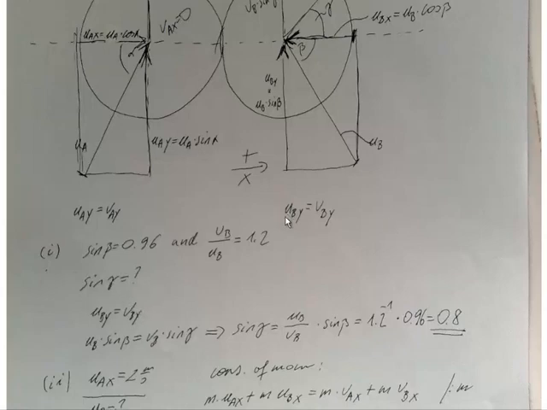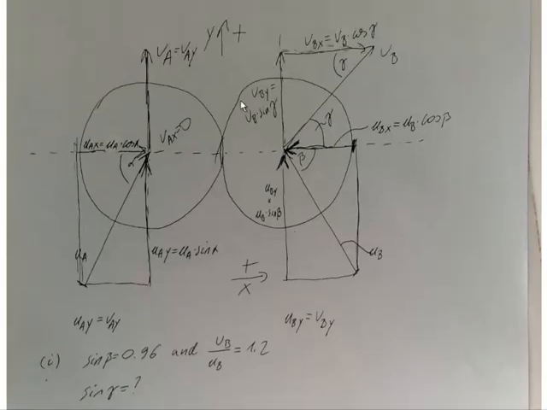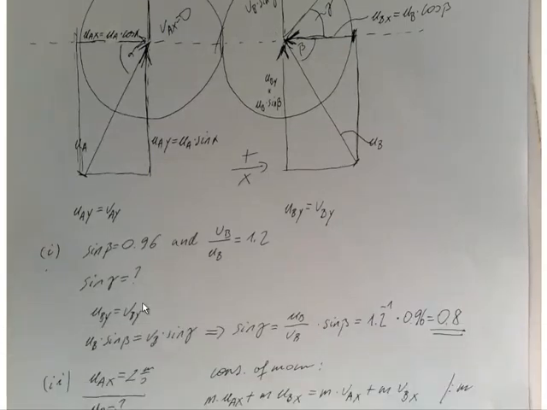We use this condition: the y component of speed doesn't change, and this component is here, this component is here, they are the same, so we get that sine gamma is equal to this expression. This is 1.2 to the power of minus 1, the reciprocal, times sine beta, so we get that sine of gamma is equal to 0.8.